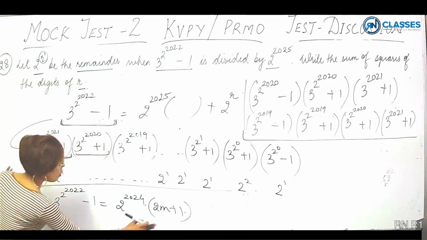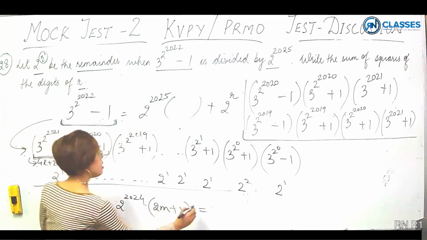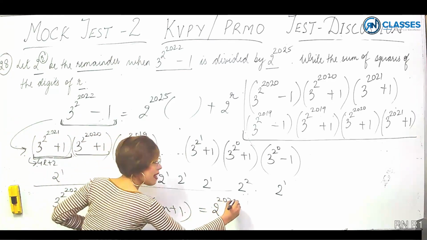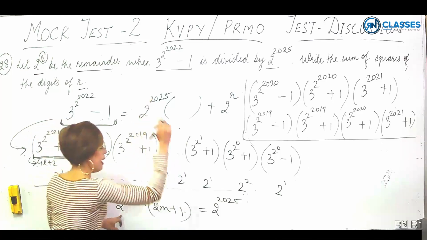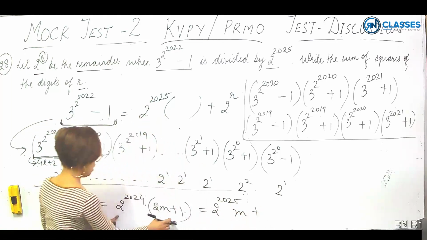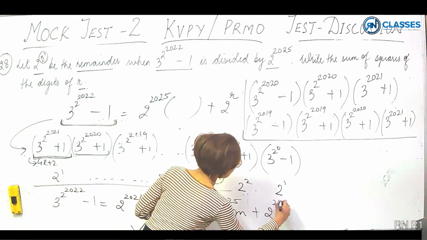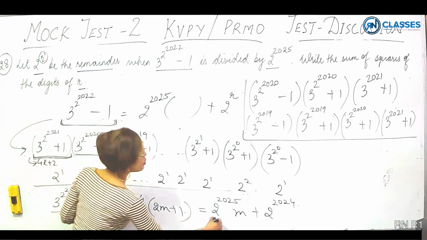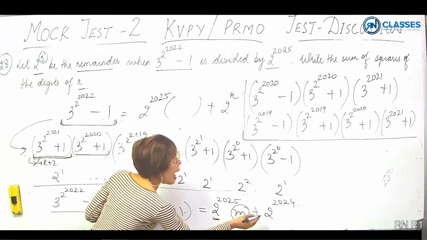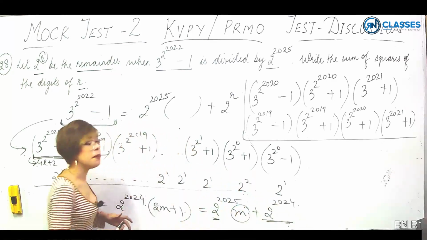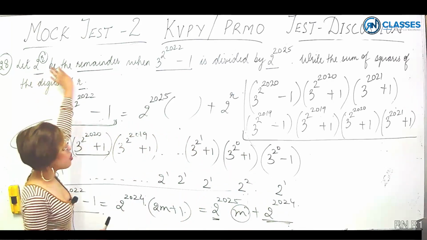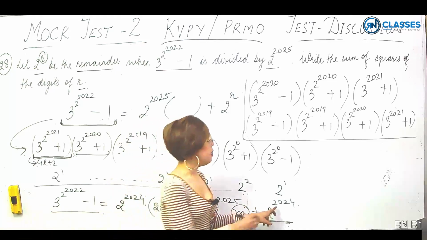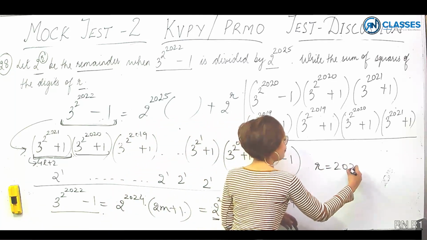So let me open this up. This is multiply. So 2 raised power 2025 into m plus 2 raised power 2024. So do you see? This is equal to 2 raised power 25 into some quotient, and this has to be the remainder. So 2 raised power r. So that means r is equal to 2024.